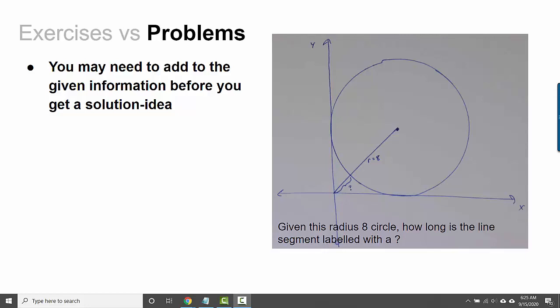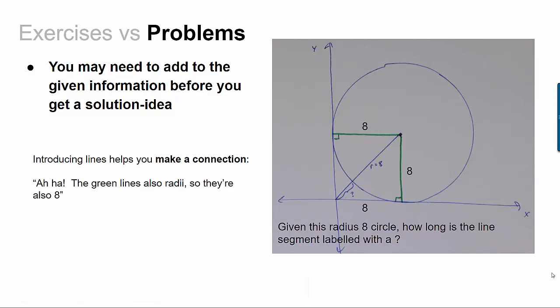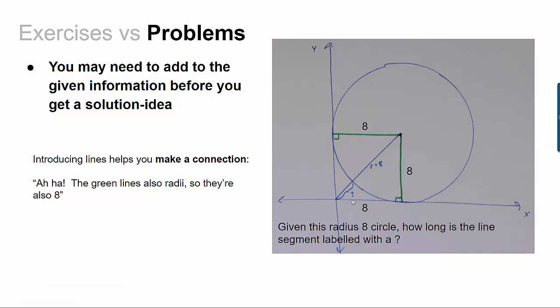So what could we add to this that might make it clearer? One thing we could do is draw horizontal and vertical lines. And once we've done that, you might make a connection. You might say, aha, those green lines are actually the same as the radii of the circle. So you actually know how long they are. And the base of this triangle is the same as that green line up there.